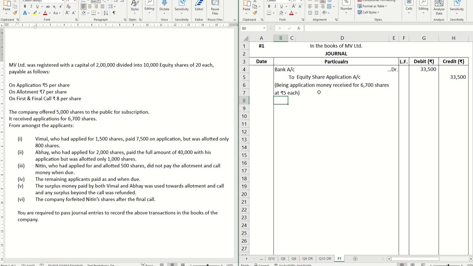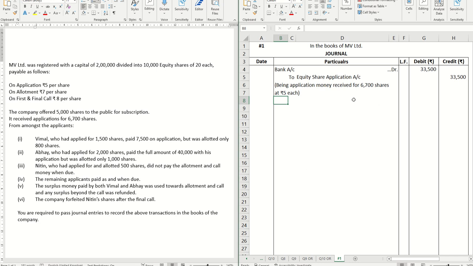Next one. We have Vimal who had applied for 1,500 shares and he had paid the entire 7,500 on application, but only 800 shares were allotted to him. Abhay, who had applied for 2,000 shares, paid the entire amount of 40,000, but he was only allotted 1,000 shares. Nitin, who applied and received 500 shares, did not pay the allotment and the call money. The remaining applicants paid as and when due. The surplus money received from both Vimal and Abhay was used towards allotment and call money, and any surplus was refunded. The company forfeited Nitin's shares after the final call.